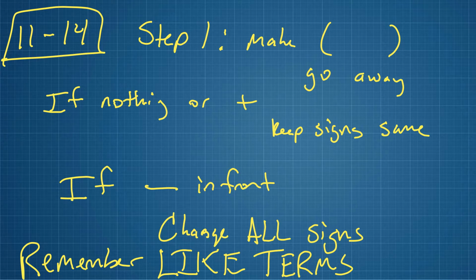Alright, so for 11 through 14, you have to make the parentheses go away. So step 1, make all the parentheses go away. If there's nothing in front of the parentheses or a plus sign, you keep all the signs the same. If there's a minus in front, you change all the signs. And then remember your like terms. Letters go with letters, numbers with numbers. They have to be the exact same letter with the exact same variable.